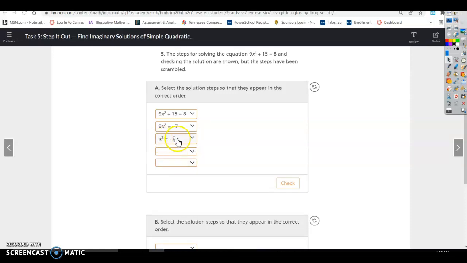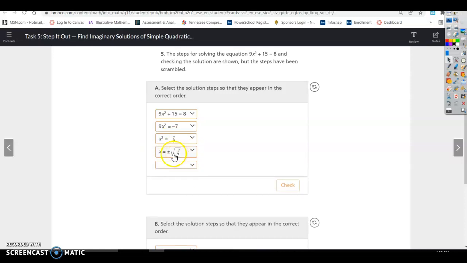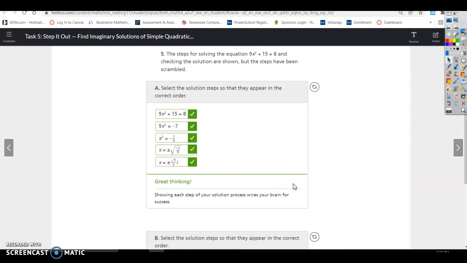And then the next step would be to take the square root of both sides. So if we take the square root of both sides, we get plus or minus the square root of negative 7 over 9. Then we have to pull out the imaginary unit. So the final step is x equals plus or minus. Oh, and also the square root of 9 equals 3. So pull out the i and reduce the radical when possible.